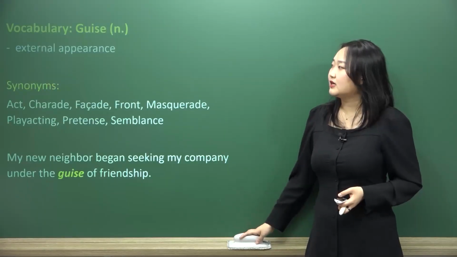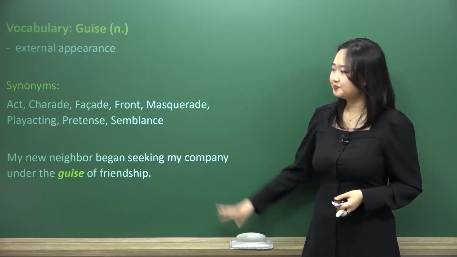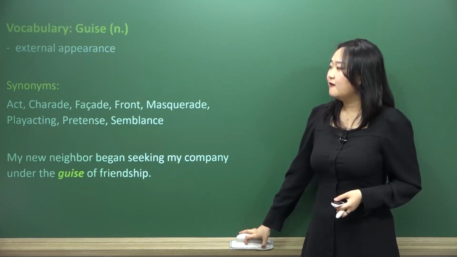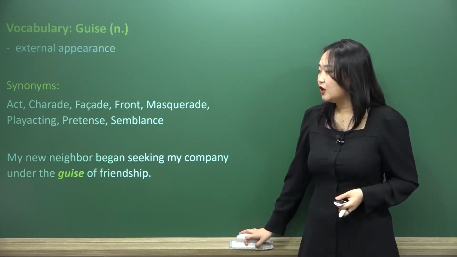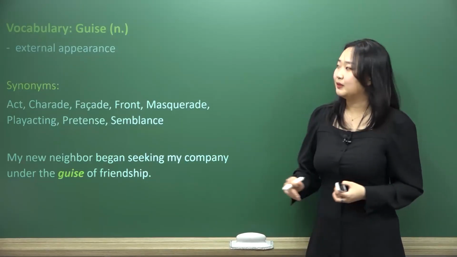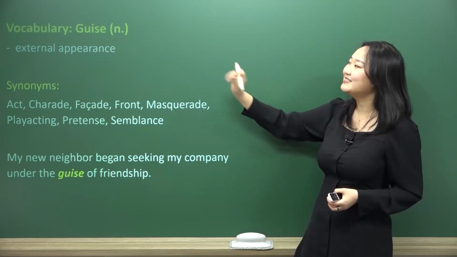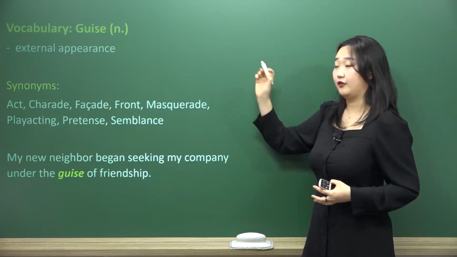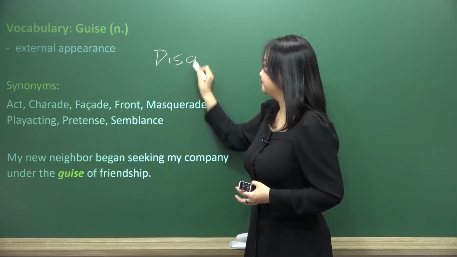And let's move on to the next one, which is the word guise. This is an external appearance. External appearance. And synonyms are act, charade, facade, front, masquerade, play acting, pretense, or semblance. Now, this word might look a little bit familiar to us, and that's because of the word guise, and we see it quite often in other contexts. But most commonly, we will see it in this word.